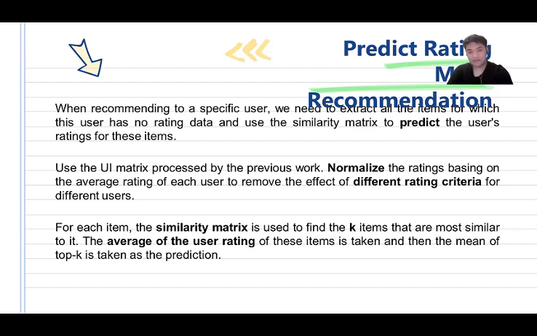For each item, the similarity matrix is used to find the k items that are most similar to it. The average of the user ratings of these items is taken, and then the mean of the top k is taken as a prediction.